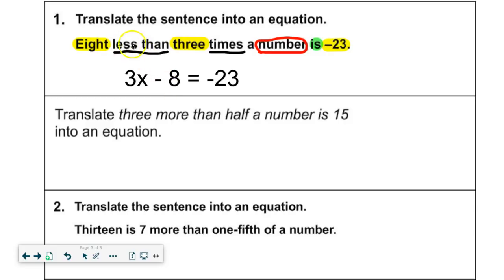It's a math vocabulary situation. Is equals negative 23. I don't have to solve this. So there's your example for number 1, written as an equation.